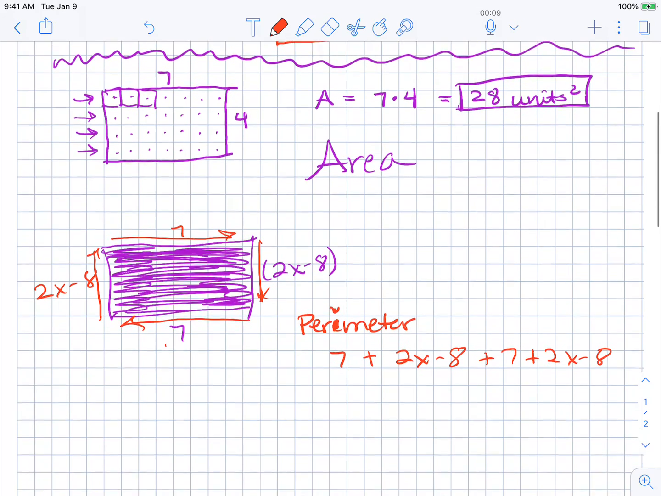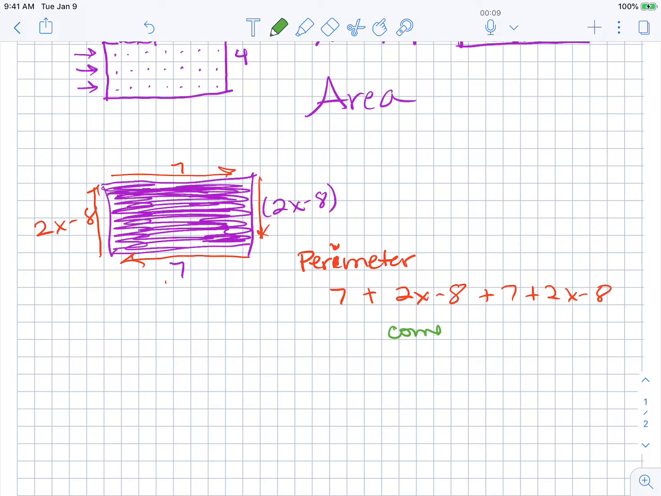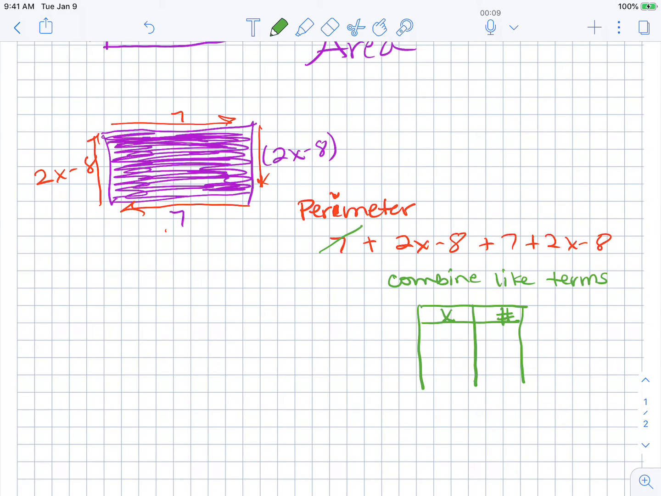All right, well, if I'm going to do that, I need to combine like terms. I'm going to use a little table to combine like terms. I've got two different kinds of terms here. I've got x terms and I have just number terms. So that helps me keep track of these things, and then I can add them together. Well, I have 7 just numbers, so I'm going to put those here in this column. And I have 2 x's, so I'm going to say I have 2 of those x's. And then I have negative 8, so I'm going to put negative 8 over here. And I have 7, so I'll put 7 here. And then I have 2 x's again, and negative 8.